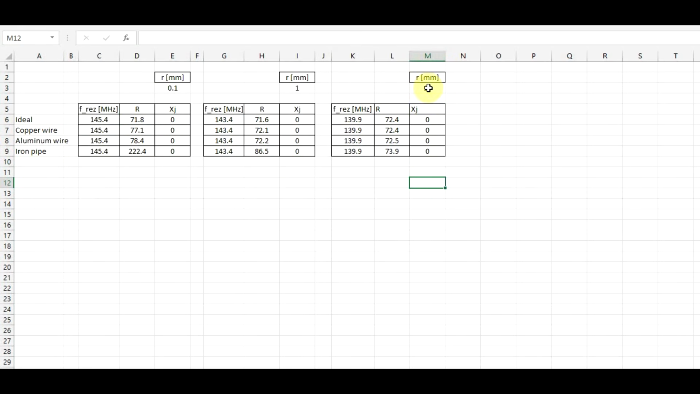And while at large thicknesses it's not really obvious, with our 20mm diameter antenna, the resistance is more or less the same whether we're talking about the ideal material or copper or aluminum. But if we move to smaller thicknesses, then the differences start to become a bit more obvious. So to minimize the losses, you will want large diameters and a well-conducting material.